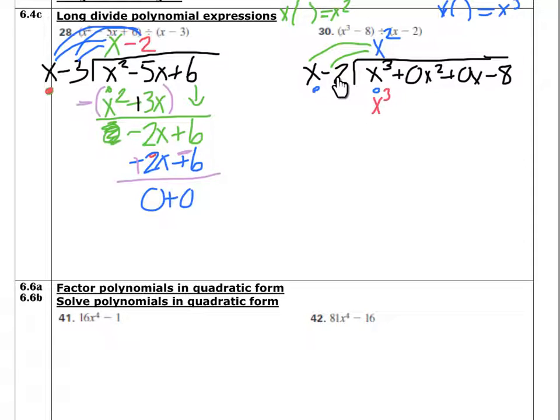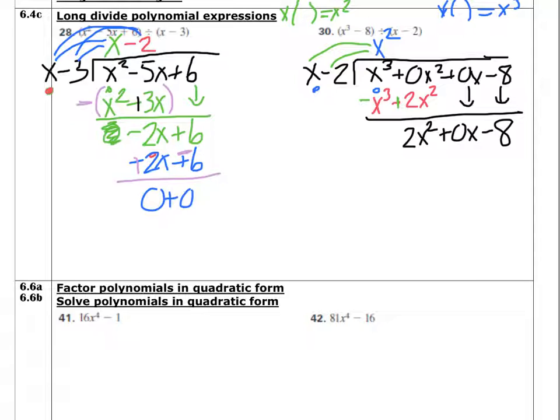x squared times a negative 2 is negative 2x squared. So line that up with your other x squared. You're going to notice we needed that placeholder there. Now you're going to subtract what we just did. So I'm going to change this to a negative and change that to a positive and add them together. x cubed minus x cubed goes away. We made that happen. 0x squared plus 2x squared is going to come up to be 2x squared. Now you finish off the first round by bringing down the other terms we didn't use yet. That's our first round of long division.